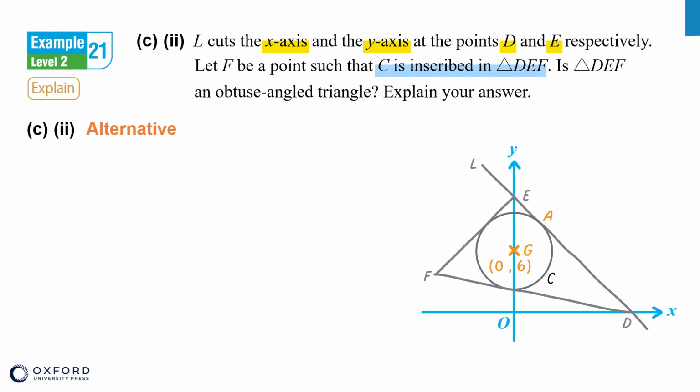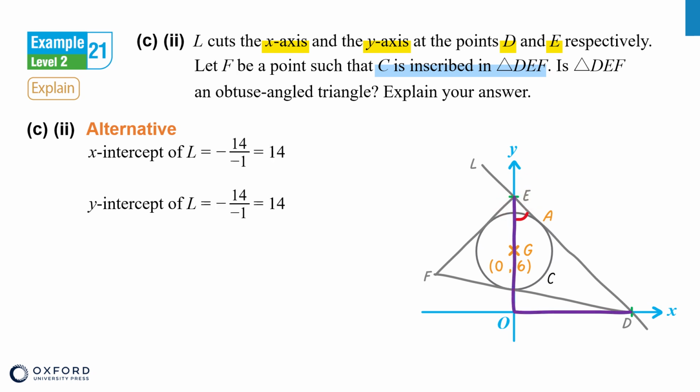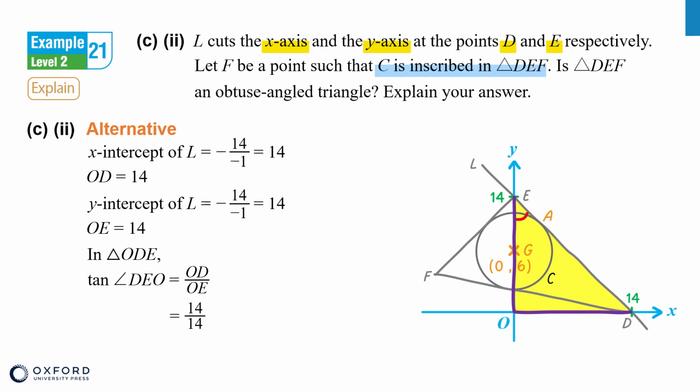There is an alternative way to find angle AEG. We consider the x-intercept and y-intercept of L, so that we can find the lengths of OD and OE, which are both 14. Then, considering the right-angled triangle ODE and the tangent ratio, we can also find angle DEO, or angle AEG, is equal to 45 degrees. That's it.